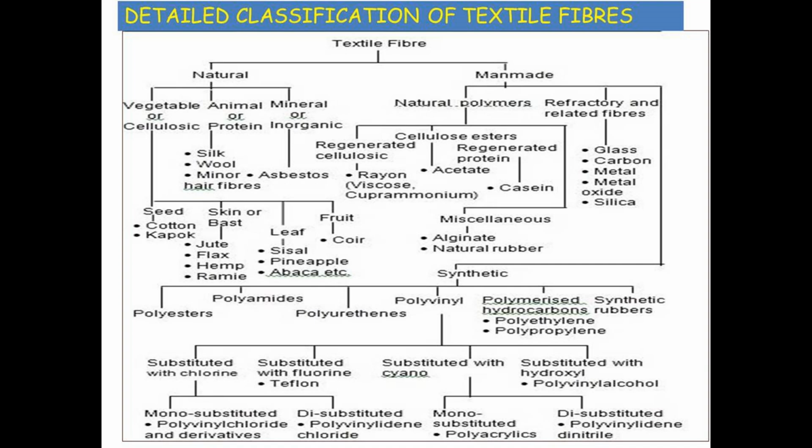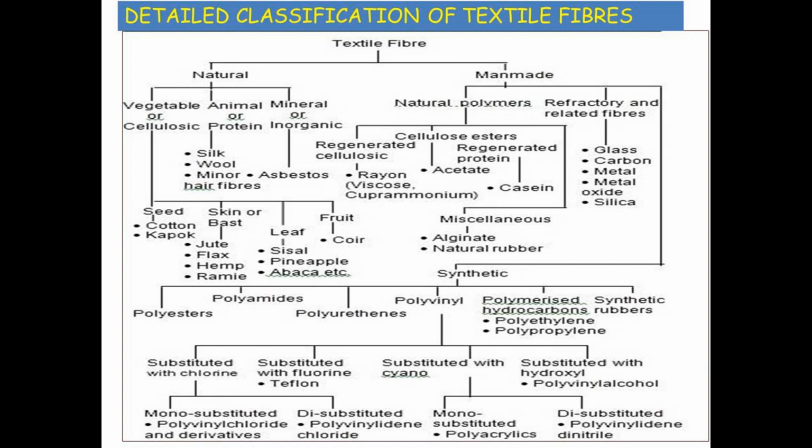Natural fibers are from three sources: vegetable, those are mostly cellulosic in nature; animal or protein fiber; and mineral or inorganic fibers. Vegetable fiber may be from seed like cotton and kapok; skin or bast, jute, flax, hemp, ramie; leaf fiber, sisal, pineapple, abaca, etc. Fruit fiber, coir. Now, natural animal or protein fibers are silk, wool and minor hair fibers. Mineral or inorganic fibers are asbestos.